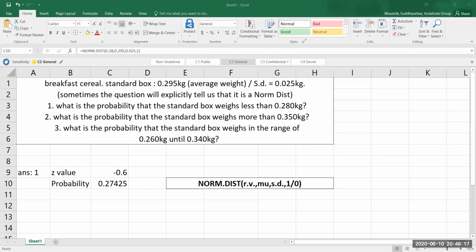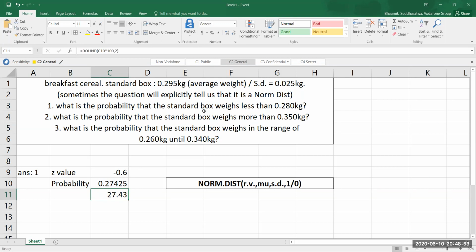Then I can simply represent the probability in terms of percentages. So I can simply take this value, multiplied by 100, as the probability that I'm looking for. Maybe I can also do something fancy. I'm going to round the value to 2 decimal places, and I'm going to say 27.43 is the probability or the percentage, or the chance. So there is a 27.43% chance that the standard box that I have picked from the shopping mall is less than 280 kg.